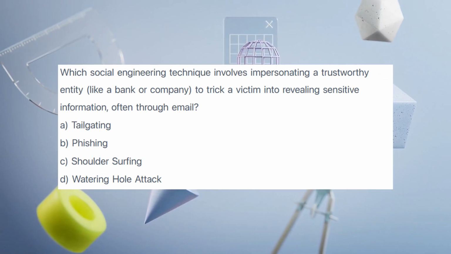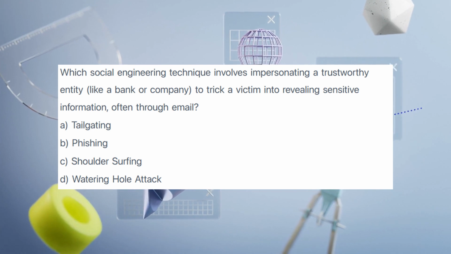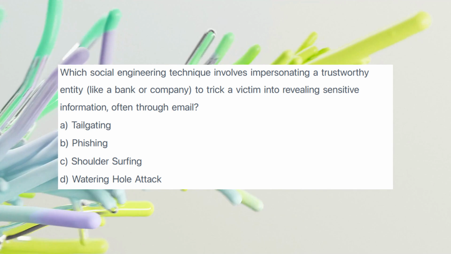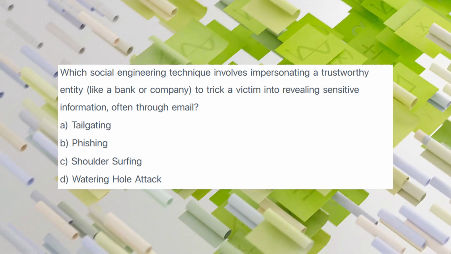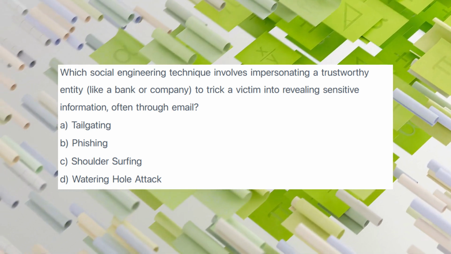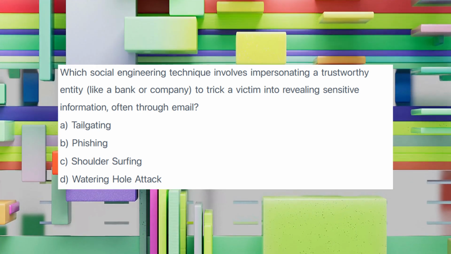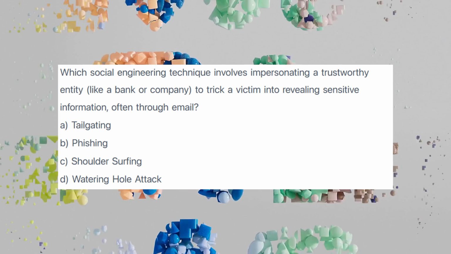Which social engineering technique involves impersonating a trustworthy entity, like a bank or company, to trick a victim into revealing sensitive information, often through email? A. Tailgating. B. Phishing. C. Shoulder surfing. D. Watering hole attack. Take a moment to think.